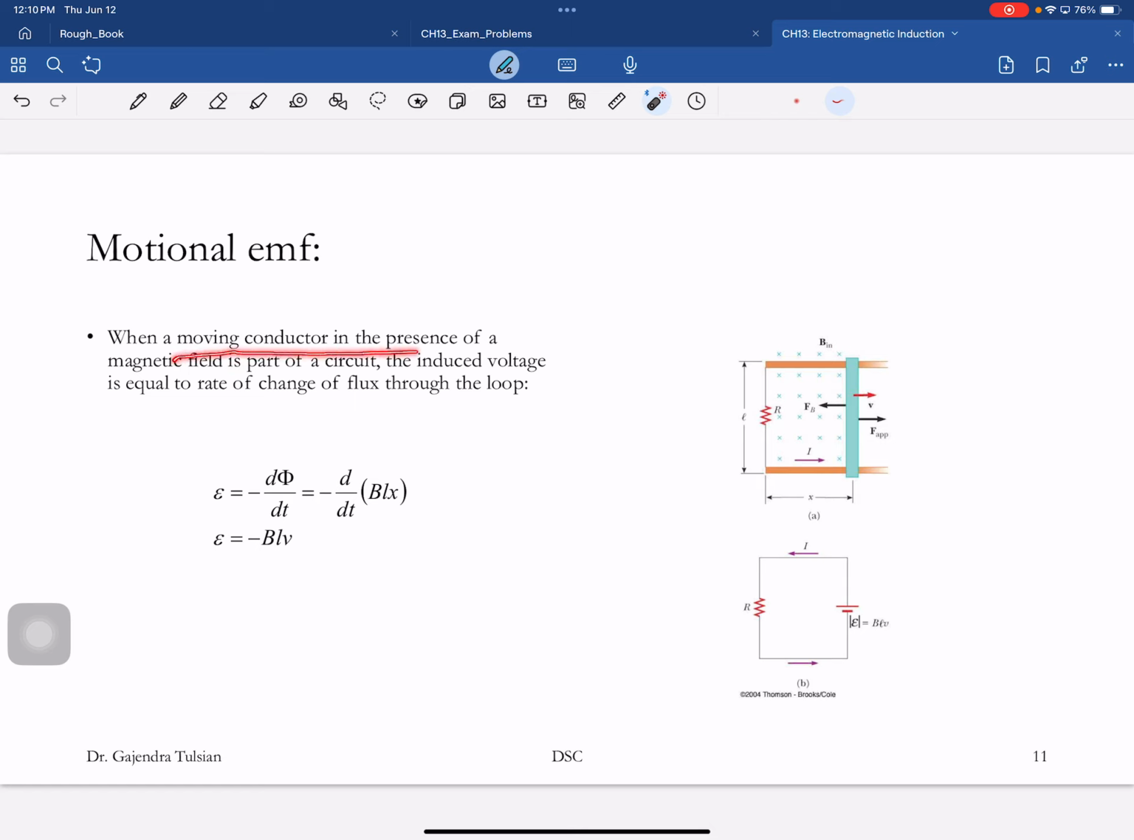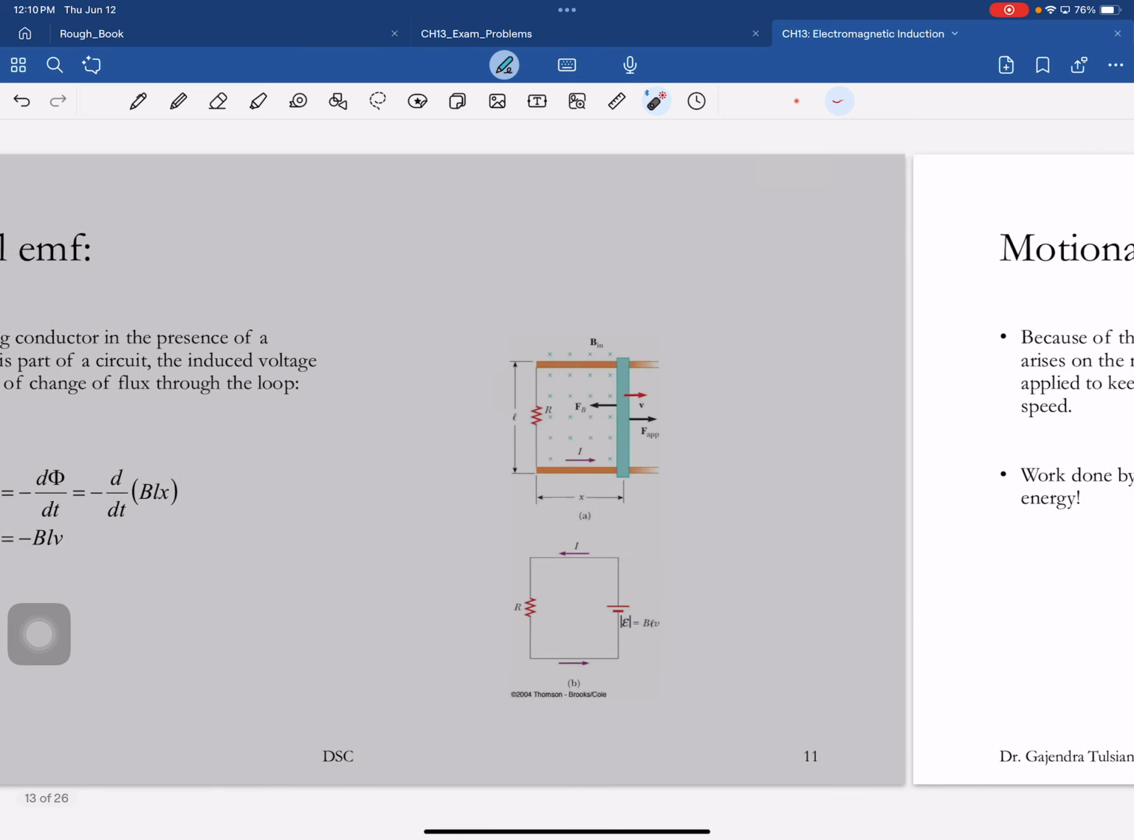So when a moving conductor in a magnetic field is part of a circuit, the induced voltage is equal to the rate of change of flux through the loop. When you move this thing, the flux through this loop is increasing, and the induced EMF is equal to the rate of change of flux. The flux is equal to the magnetic field times the area. X is this distance and L is that distance. You take the time derivative of that, and only X is changing. So it's BLv.